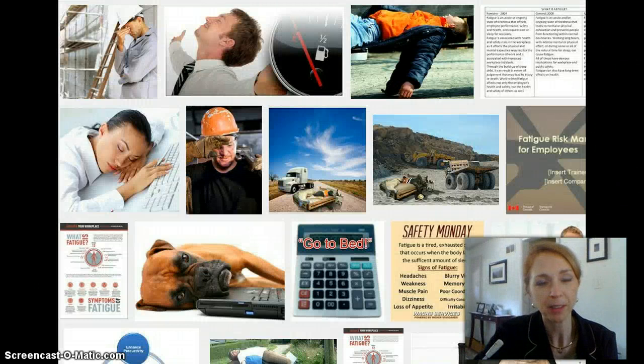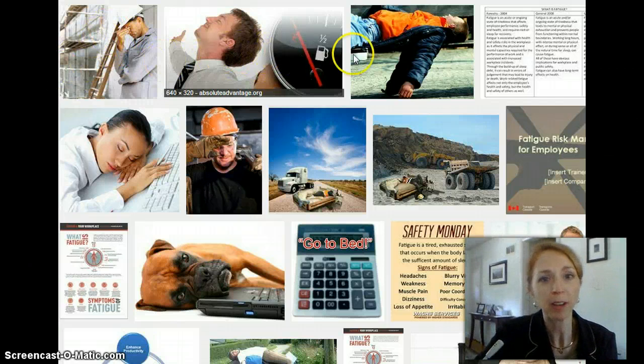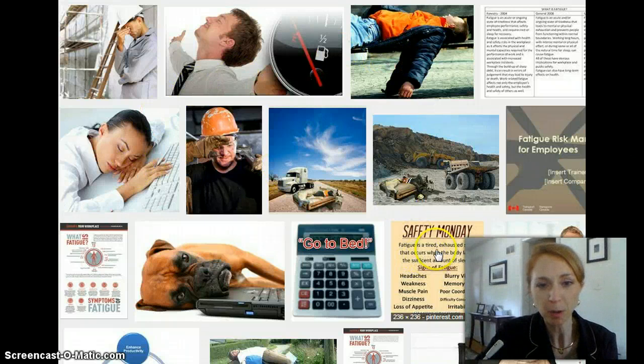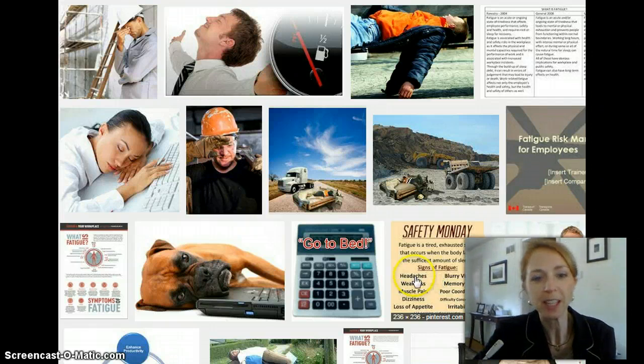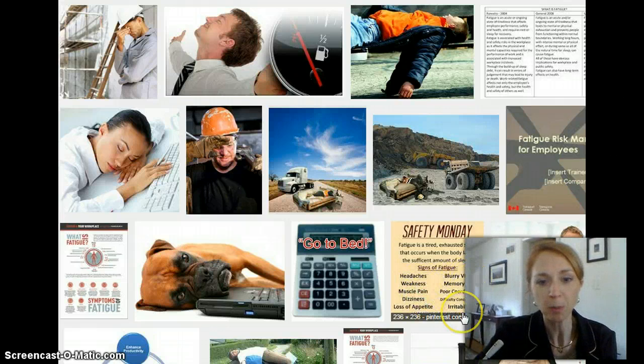So here I'm not being extremely serious because it's not too serious of a topic, but just a quick Google picture shows us we're running on empty, we're tired at work. We're not getting much done. I love this poster. It says, fatigue is a tired, exhausted state that occurs when the body lacks a sufficient amount of sleep. Nobody understands that, right? Signs of fatigue: headaches, weakness, muscle pain, dizziness, blurry vision, memory loss, poor coordination, etc. And of course, the favorite is the dog that's just worn out at his laptop.